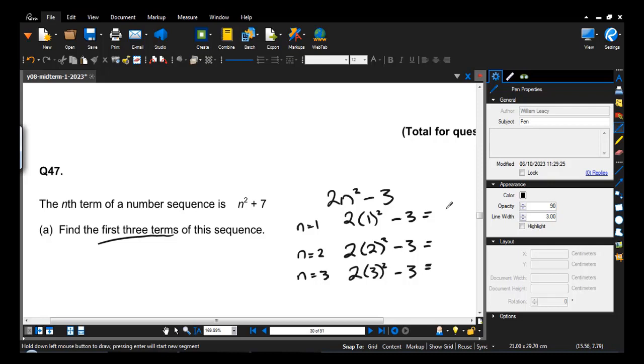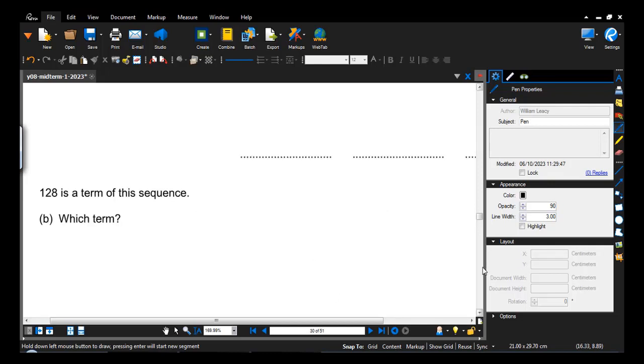1 squared is 1, times 2 is 2, minus 3 is minus 1. 2 squared is 4, times 2 is 8, minus 3 is 5. 3 squared is 9, times 2 is 18, minus 3 is 15. So the first 3 terms are, excuse me, minus 1, 5, and 15. This is not an arithmetic sequence, it's quadratic.